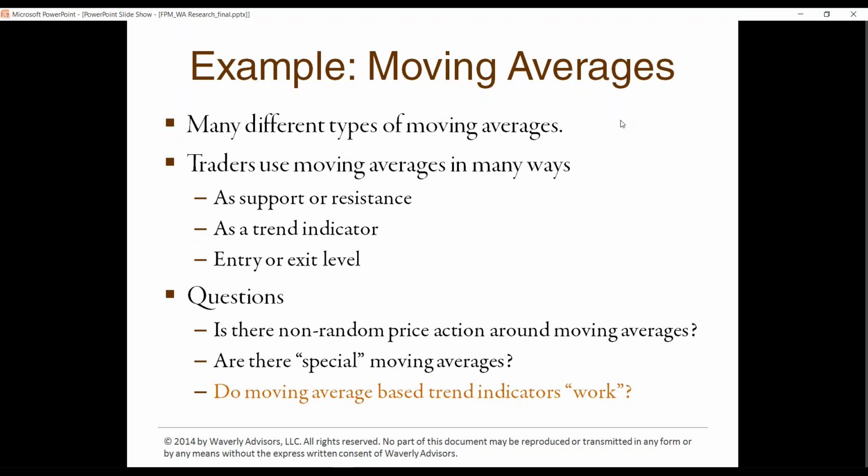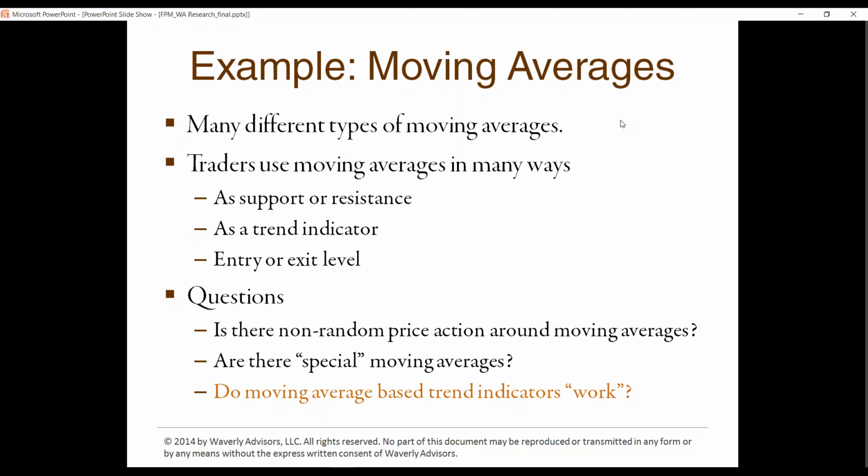And traders use them in different ways. Support and resistance is a trend indicator. That's what we're going to look at here. People execute off of moving averages. And so this is great, but how do we know if it really works? You can't just put it on a chart and say, does it work? Because your eye is going to tell you it does. So the question we actually ask is: is there non-random price action around moving averages?